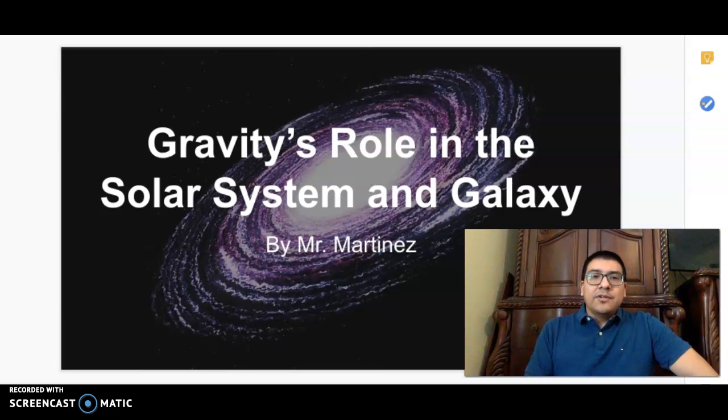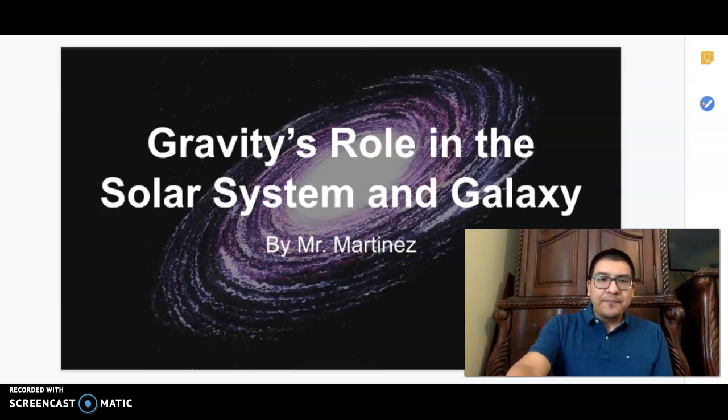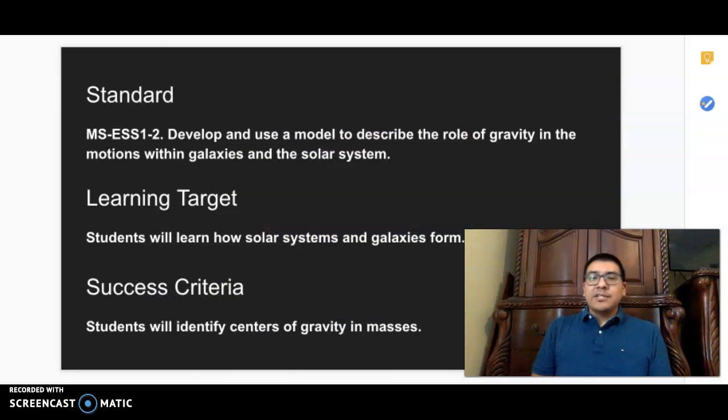Okay. So, good morning, class. Today we're going to be talking about gravity's role in the solar system and the galaxy. So, first thing we got to go over is the learning target and the success criteria. I'll have a student read out the learning target.